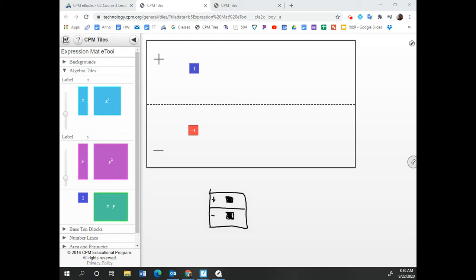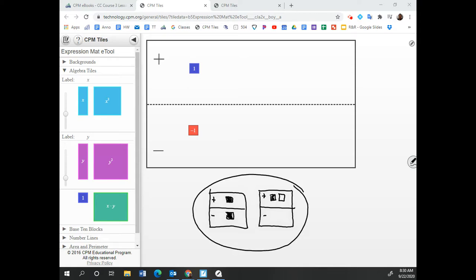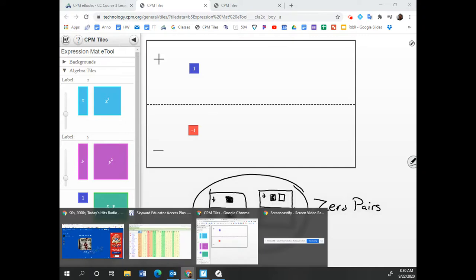All right. For now, that is it. Those are the 2 main ways that we're going to show 0, okay? So you should have this on your paper. It should be these 2 ways, positive, negative, positive, and a negative. Both of these are 0 pairs. Okay? Please make sure you have that written down. That is really important. We're going to use it so much, okay?